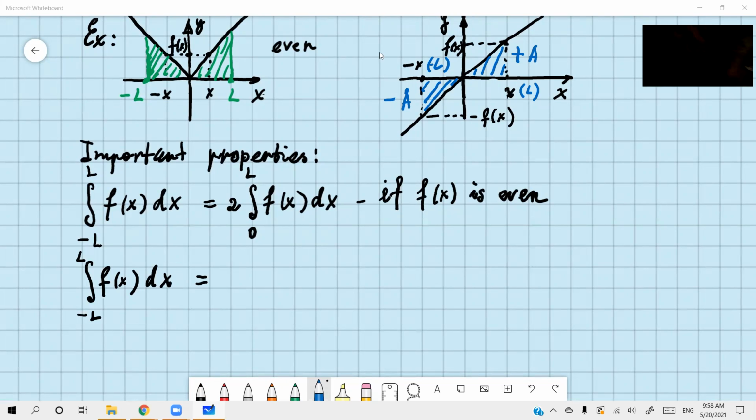And maybe, how are we going to use these properties?